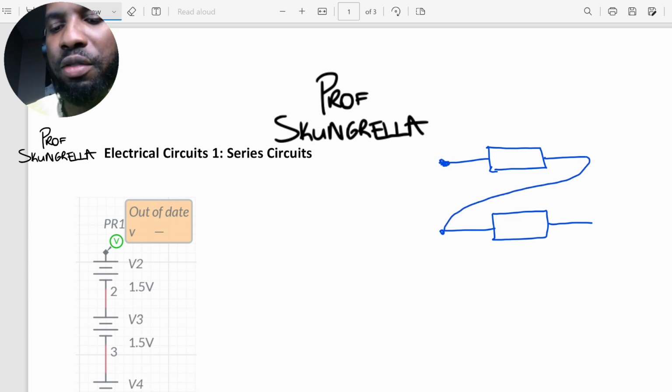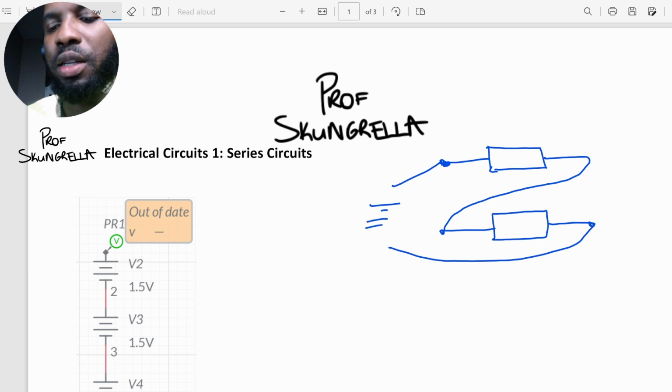And now you have this portion and this portion that you can connect to a particular load or whatever, right? So it means that you'll have one path for current to flow through the components. It could be like 10 components, whatever. Once you connect it in series, there's only one path for current to flow.